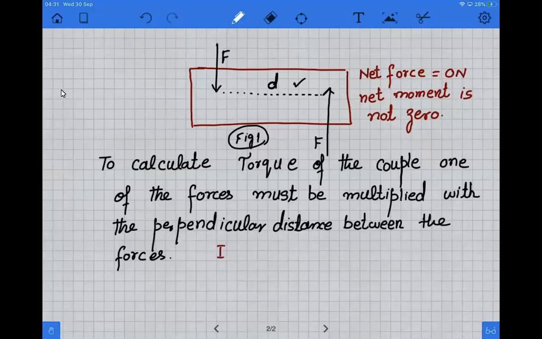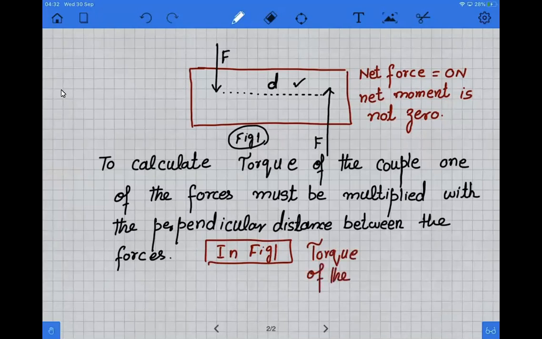In figure 1, a couple is shown in which there are two forces which are equal and opposite but not in line. So in figure 1, torque of the couple is equal to F multiplied by D. We are using D because it is perpendicular. This is the perpendicular distance.